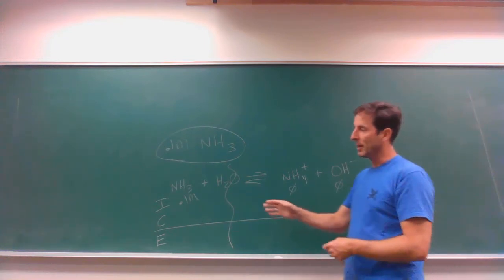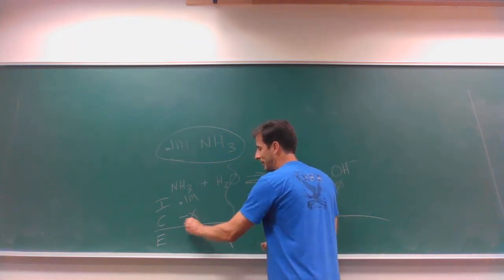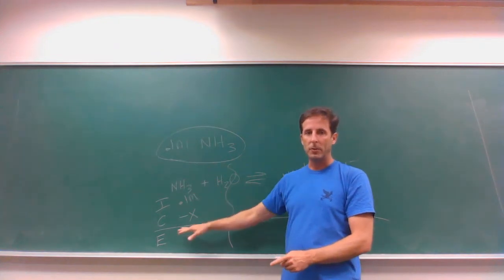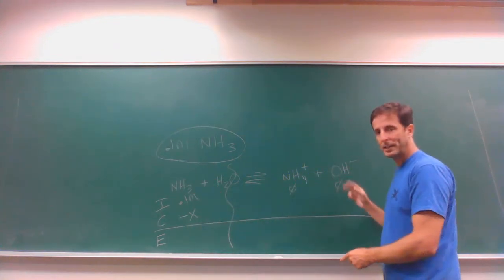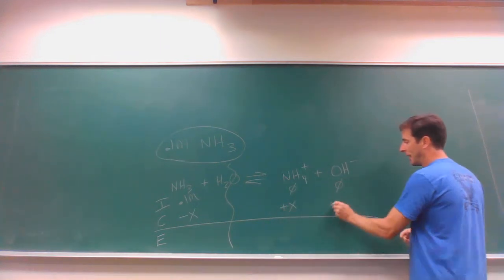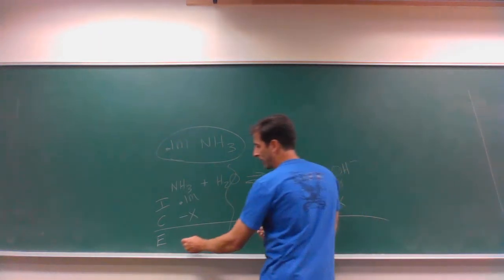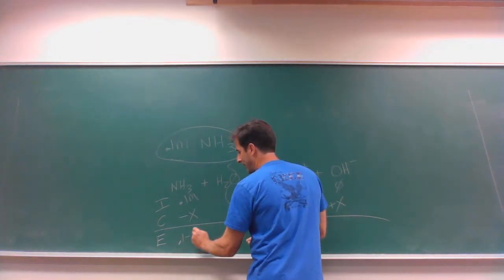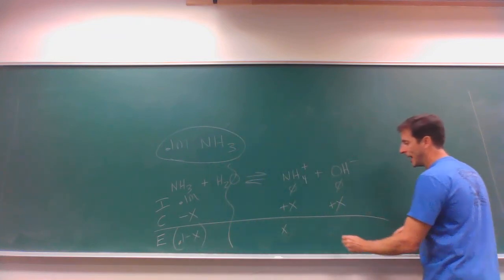So, my ammonia, a little bit of it reacts. I'm going to call that minus X because the concentration of ammonia is going to go down by that much. It's a 1 to 1 to 1 reaction, so it's going to be plus X under ammonium and plus X under hydroxide. So my ammonia concentration ends up being 0.1 minus X, ammonium is X, and hydroxide is X.